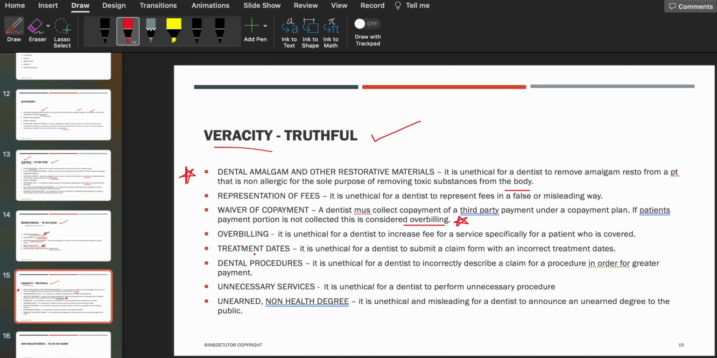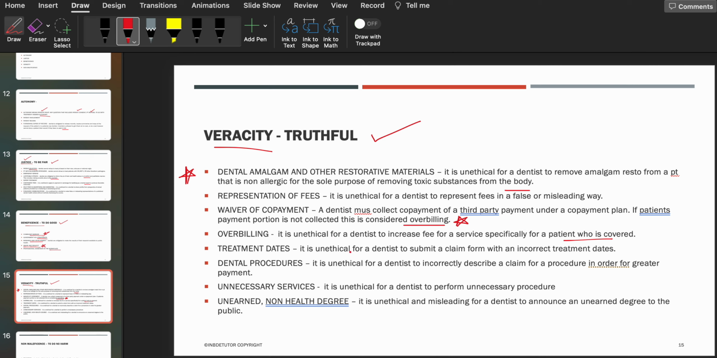Treatment dates. Again, this is related to overbilling. It is unethical for a dentist to increase the fee for a service specifically for a patient who is covered. Sometimes what happens in dental clinics is that the dentist knows that a patient's insurance is covering 100% of the treatment, so they just increase the price of that treatment because they know that the insurance is covering all that amount, and it won't matter if a patient can pay $200-300 more from his or her pocket, but that is considered overbilling and it is breaking the veracity principle.